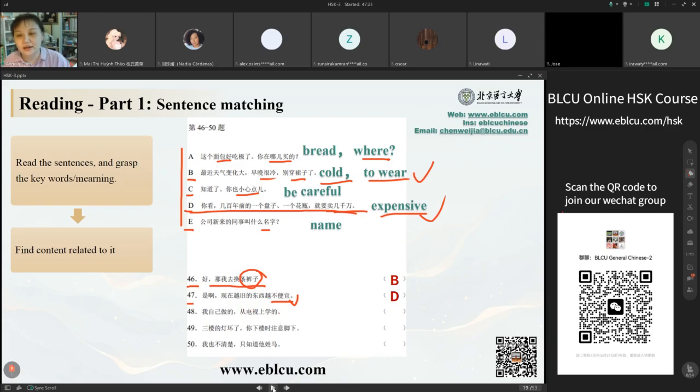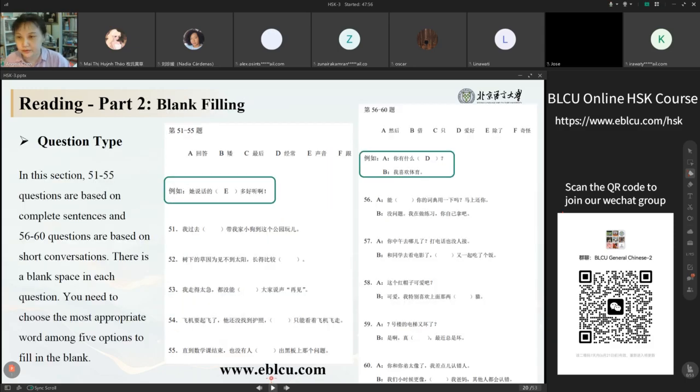Yeah, then you can follow this to finish the rest part. Okay, so get the key idea of the sentence, then you can match the two. If you don't understand some words in the sentence, it's all right. You just need to understand the overall meaning of the key meaning or words in the sentence. Then you can find the corresponding one. Okay, so that's reading part 1 to match sentences.